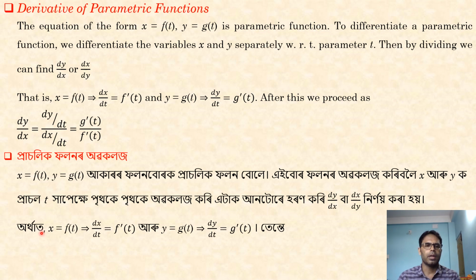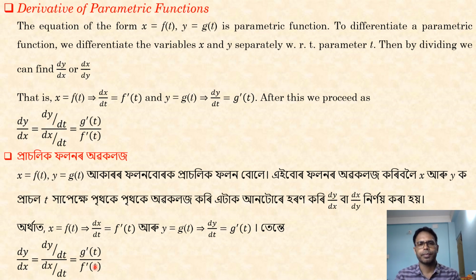x = f(t) implies dx/dt = f'(t), I already explained to you, and y = g(t), from which we will get dy/dt = g'(t). So dy/dx = (dy/dt)/(dx/dt), where dt cancels, and we get g'(t) by f'(t). This is the process of finding the derivative of a parametric function.